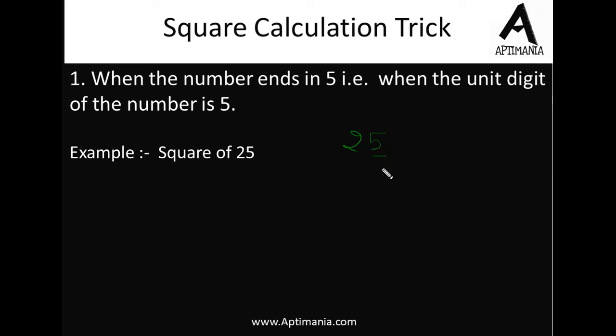Since the number is ending in 5, the square will always end in 25. Whenever a number ends in 5, the square of that particular number always ends in 25. So the last two digits of the square of this number would be 25. Now since we are left with 2 here, we'll multiply 2 by the next number that comes after 2, that is 3. So 2 into 3 is 6, so we'll write this 6 over here. So the square of 25 is nothing but 625.